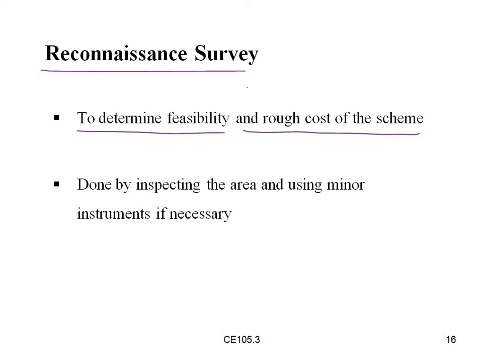Next, it is done by inspecting the area and using minor instruments if necessary. So that means we will be inspecting the areas which are there, in the recurrent survey. We will be inspecting the areas and using the minor instruments. Minor instruments are just like Abney level, pantograph. So we are going to learn these in the upcoming classes, but I am saying the minor instrument names. Okay, planimeter. With the help of them we will find out the areas also. That is called recurrent survey.